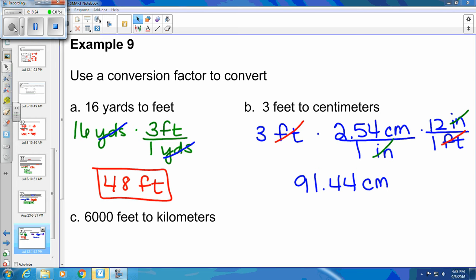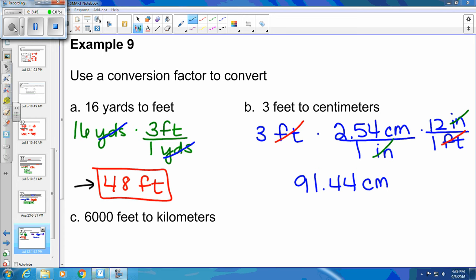So the first one was pretty straightforward for 9A. 16 yards, there's 3 feet in 1 yard. My yard simplified, or disappeared, I like to think of it that way. 16 times 3 gave me 48 feet right there.